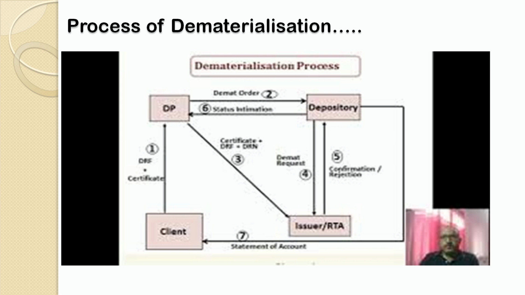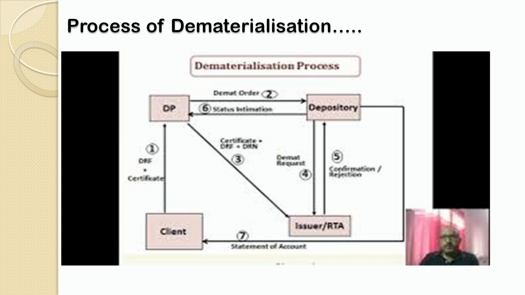Now, in the third step, the depository participant will forward the physical form of securities received by it from the investor in step number 1 to the registrar and transfer agent. All the physical form of securities will be transmitted by the depository participant to RTA in step number 3.